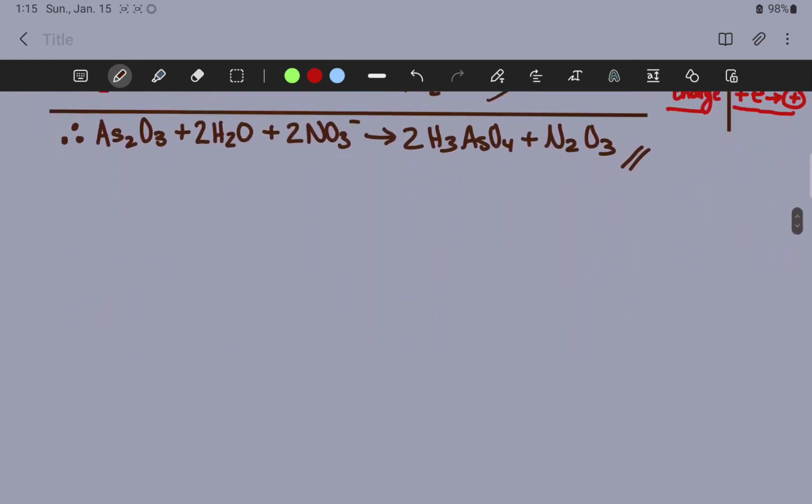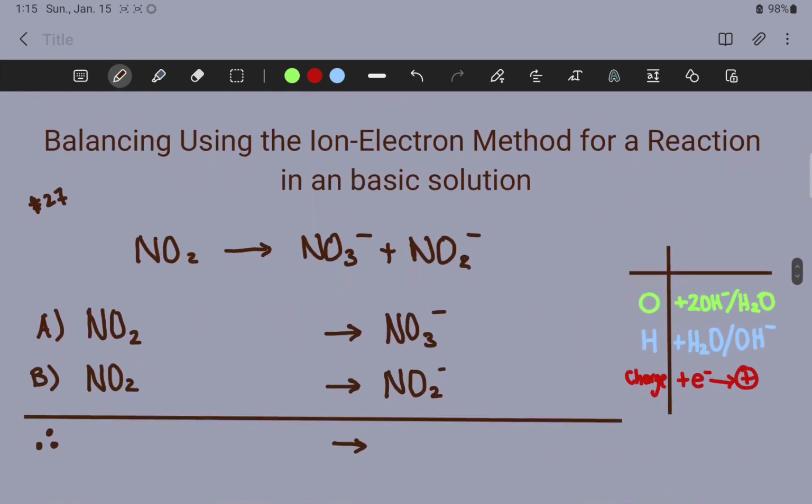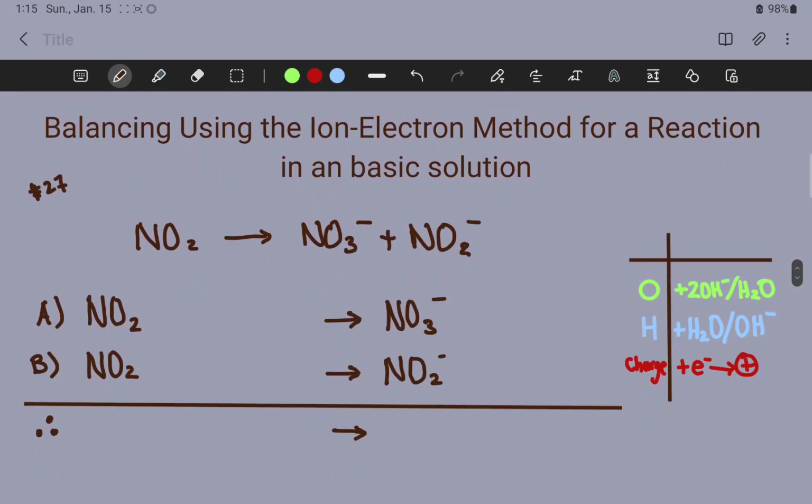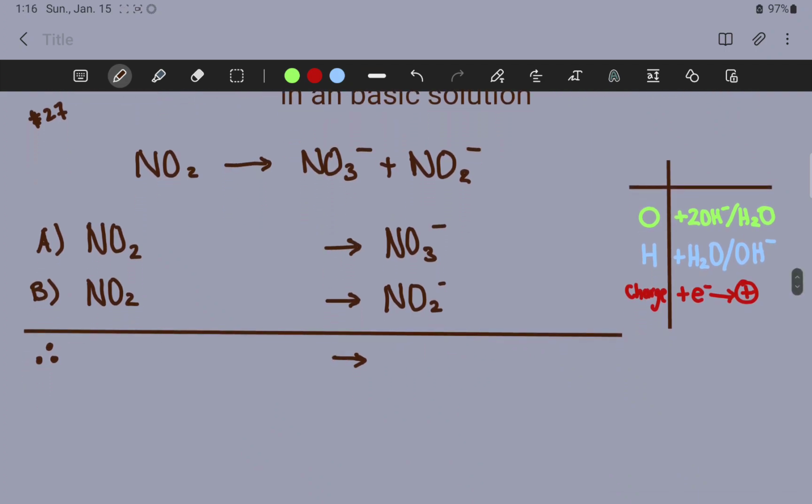There we go. So now we're going to go on and we're going to do our last equation, which is going to be balancing using the ion electron method for a reaction in a basic solution. So for this, we have nitrogen dioxide with a nitrate ion and a nitrite ion. So I wrote my nitrogen dioxide twice because in a solution you have multiple nitrogen dioxide ions and you have multiple nitrates and nitrites. So it only makes sense that you have a nitrate that can either make a nitrite ion or a nitrite ion, right? So that's what is happening. That's why I wrote it twice.